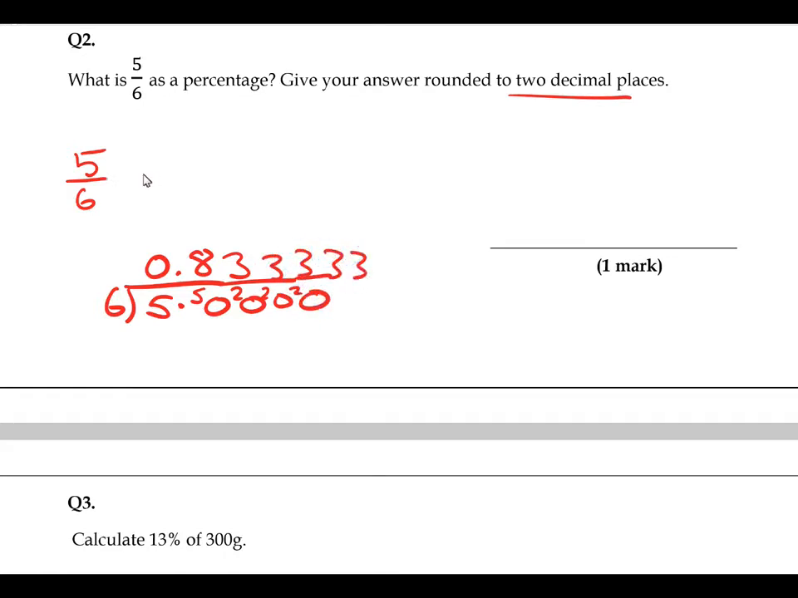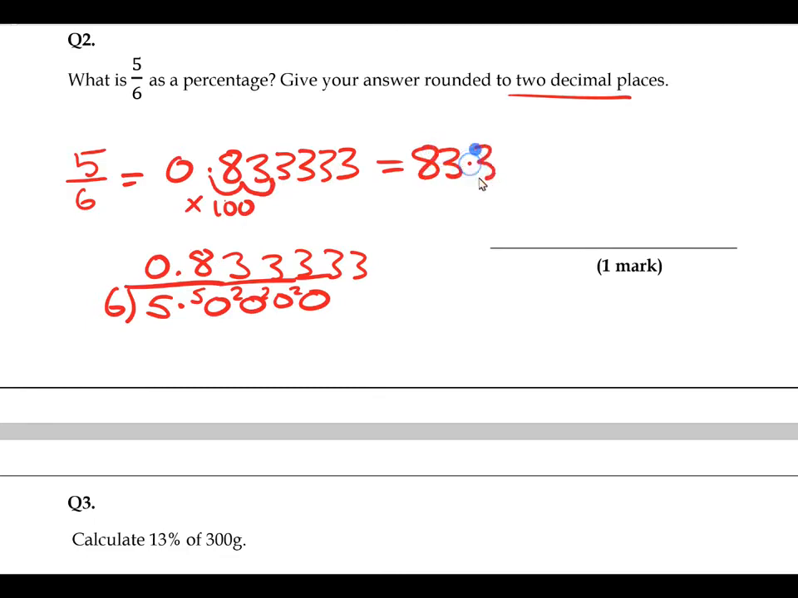So this turned into a decimal is 0.833, and then the 3's go on forever. Now, to turn a decimal into a percentage, we multiply it by 100. So just move the decimal point 2 places, and you get 83.33 recurring as our percentage. We need it to 2 decimal places, so it's 83.33%, and that's worth 1 mark.